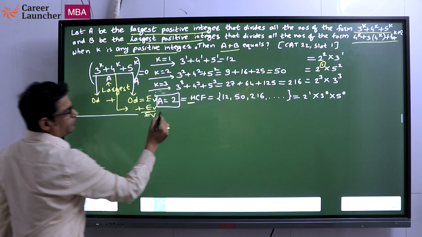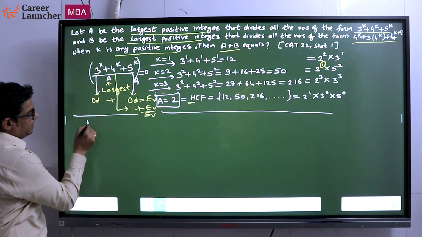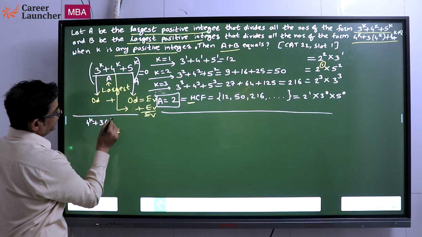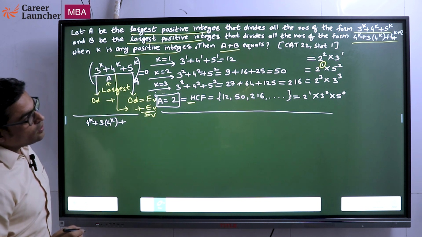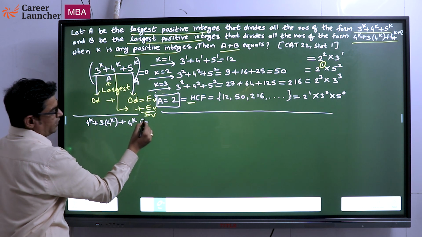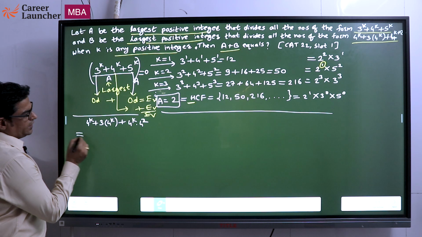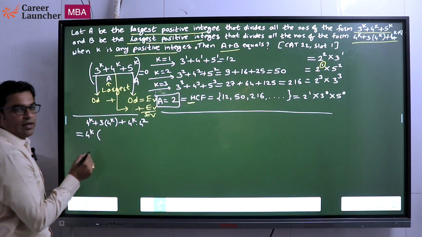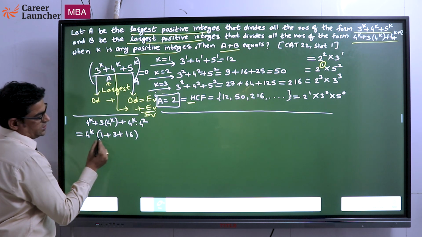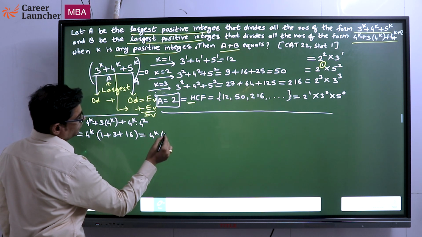Now let's do the same thing for the second part as well. What is my second number? 4 power k plus 3 into 4 power k plus 4 power k plus 2. I can break it down into powers of 4 as k and 2 separately. If I take 4 power k as common, what am I left with? 1 plus 3 plus 4 square, that is 16. 16 and 4, 20. So this number would be 4 power k into 20.